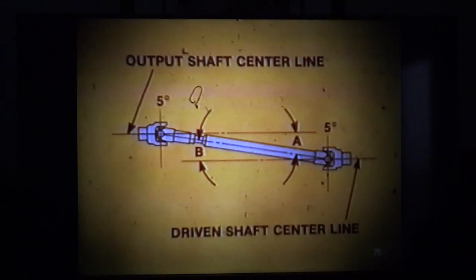For example, if the engine transmission output shaft is 5 degrees down from a true horizontal plane at the rear, the center line of the driven shaft of the auxiliary transmission or differential must be 5 degrees up.